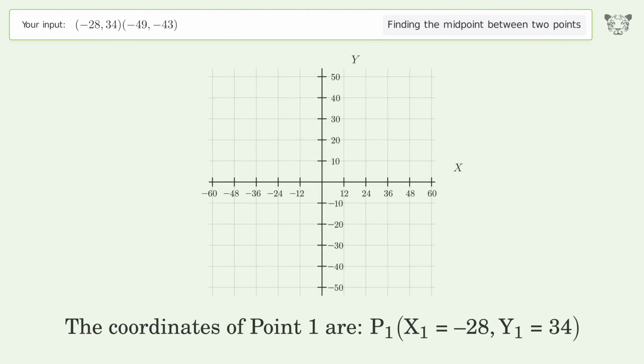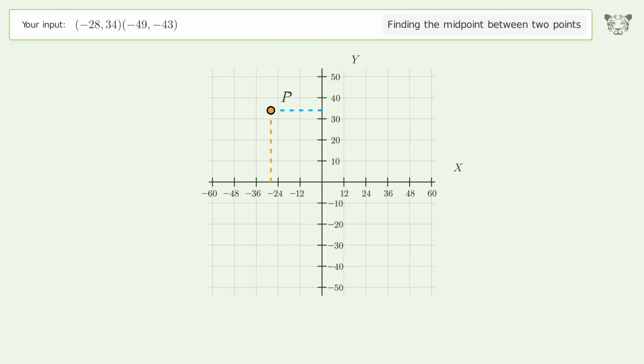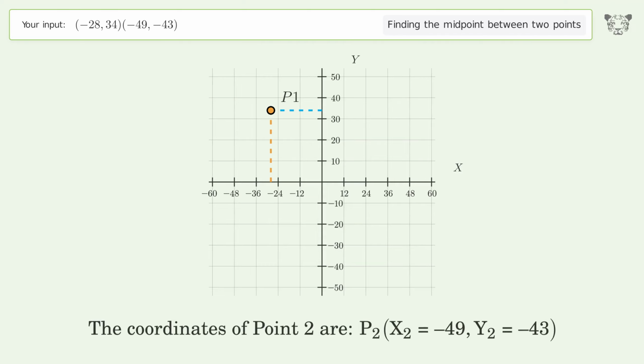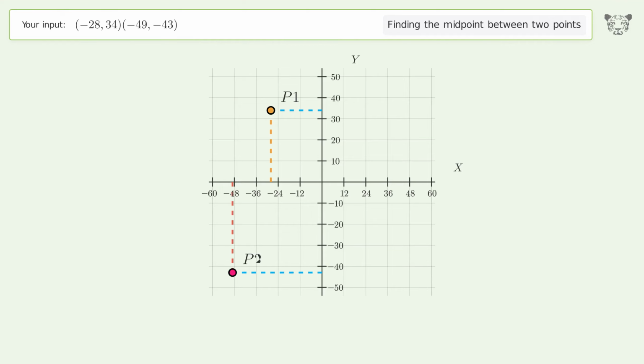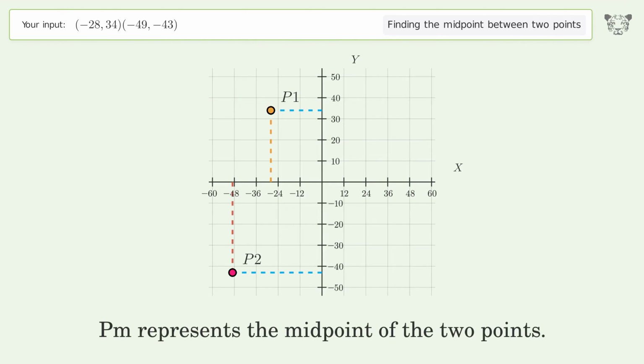The coordinates of point 1 are x1 equals -28, y1 equals 34. The coordinates of point 2 are x2 equals -49, y2 equals -43. PM represents the midpoint of the 2 points.